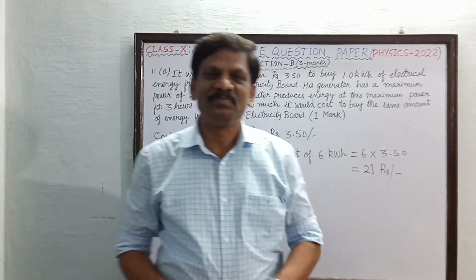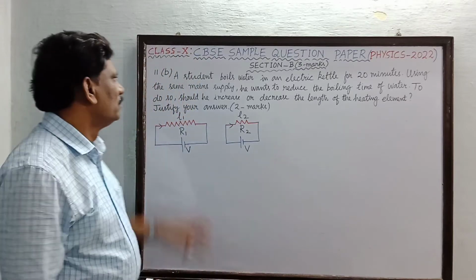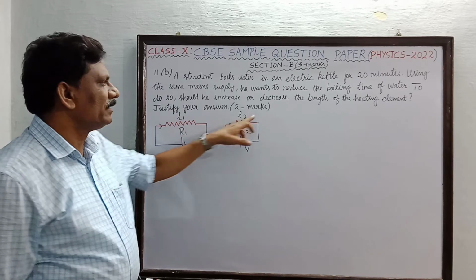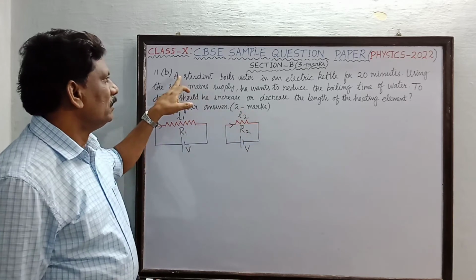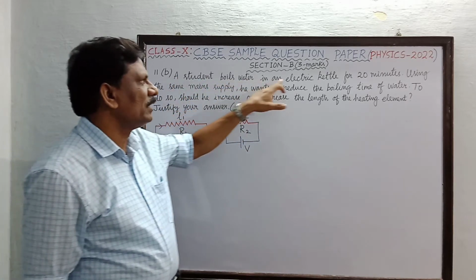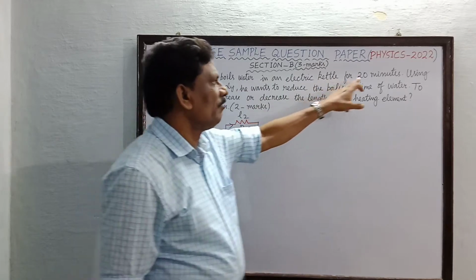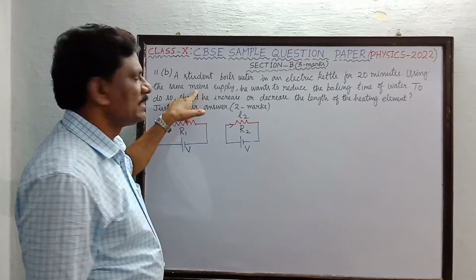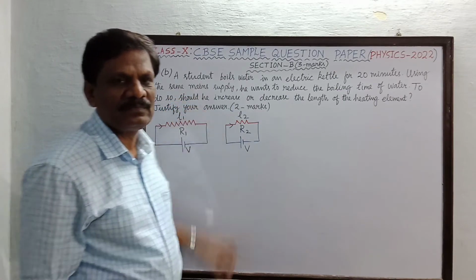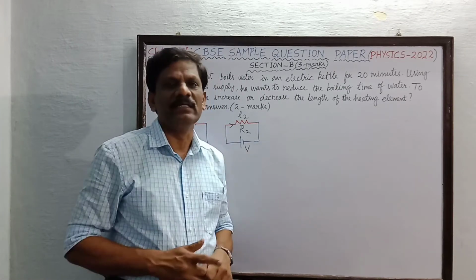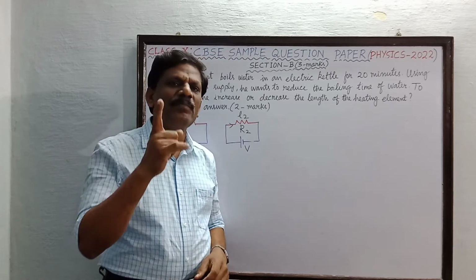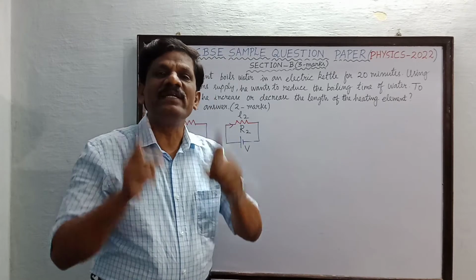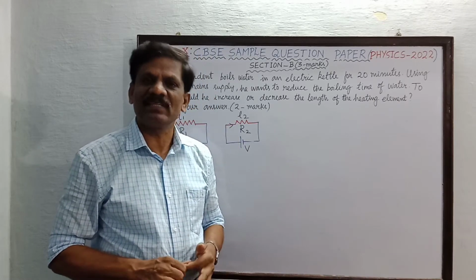Fine. Hi students. Now the 11th question, B subdivision. It carries 2 marks. A student boils water in an electric kettle for 20 minutes using the same mains supply. Here you have to read again: using the same mains supply. What does it mean? The same voltage is applied for the second time also.